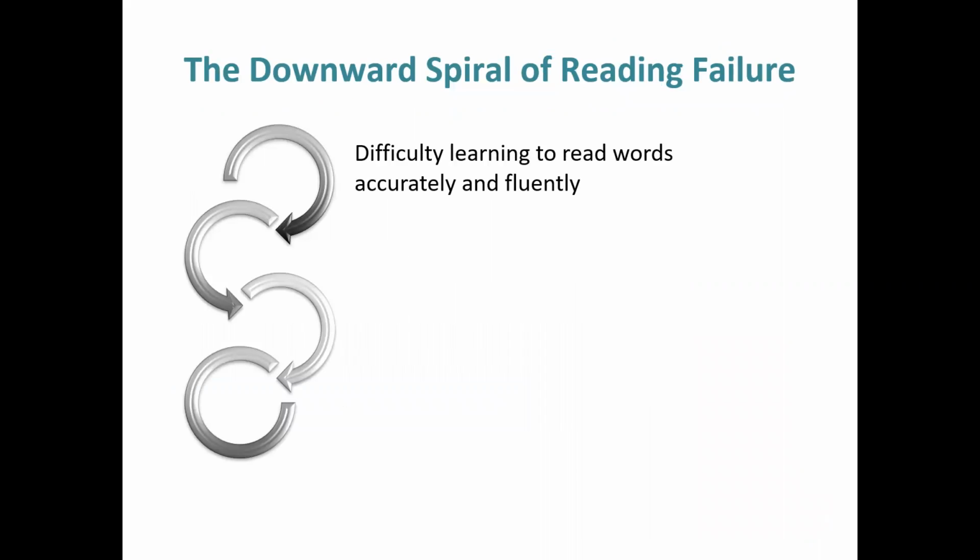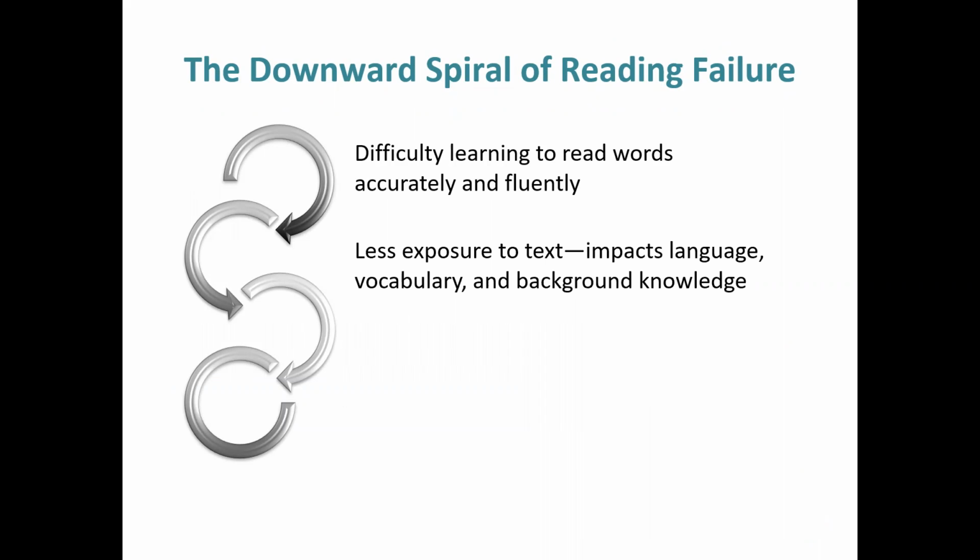What do I mean by the downward spiral? Well, students who have difficulty learning to read words accurately and fluently are struggling readers. And these struggling readers will read much less text. Because they have less exposure to text, they don't fully develop the language, vocabulary, and background knowledge they need to become proficient readers. This begins the downward spiral, and these students have a difficult time ever catching up.